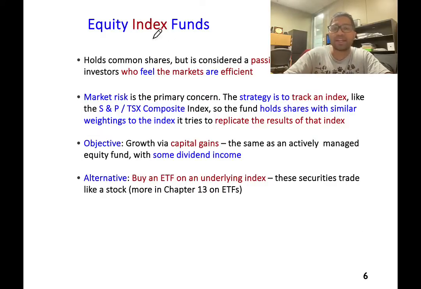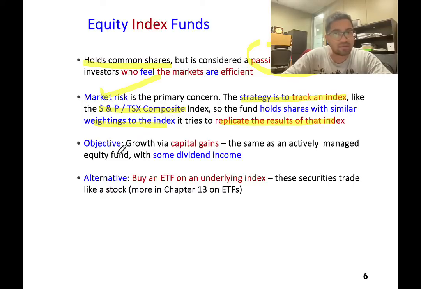Then there are equity index funds. They hold common shares, but it is considered a passive investment for investors who feel that the markets are efficient. So market risk is the primary concern. Unique risk is not there because most of them are diversified. The strategy is to track an index like the S&P TSX Composite, which consists of 200 plus companies. So the fund holds shares with similar weighting to the index, and it tries to replicate the index.